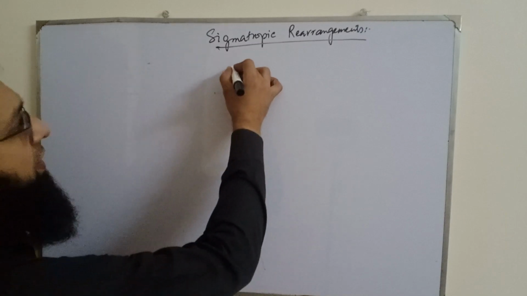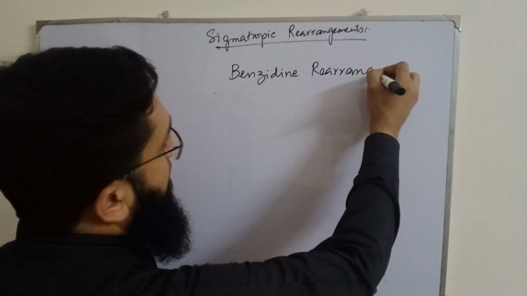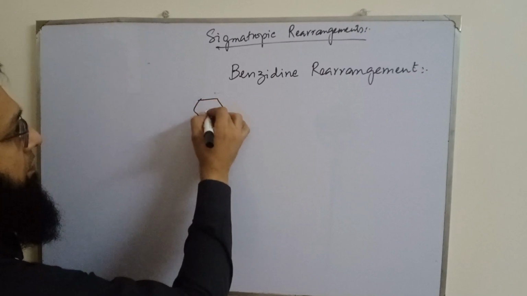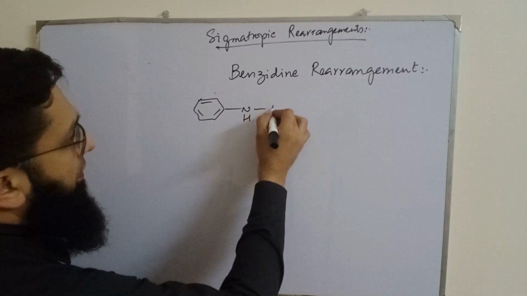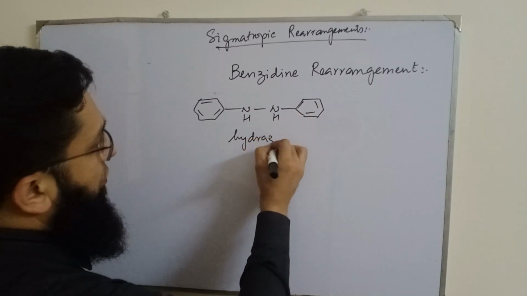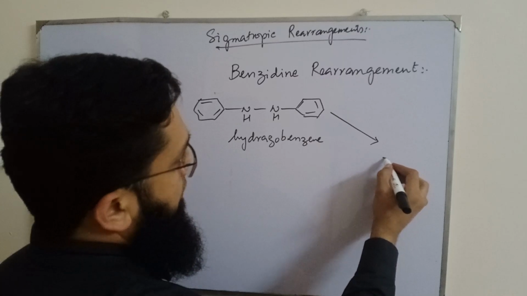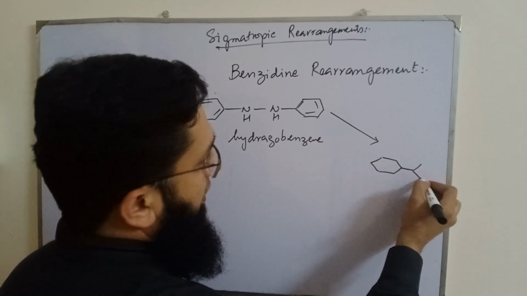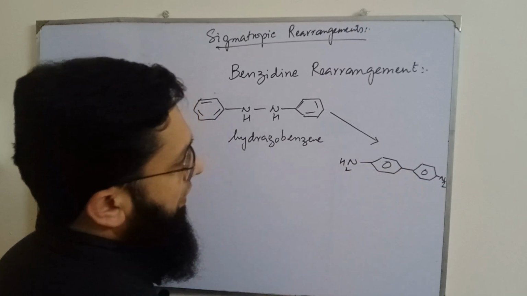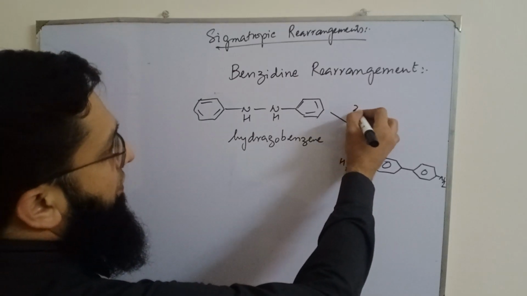Next rearrangement is benzidine rearrangement. In this rearrangement, hydrazobenzene converts to 4,4-diaminobiphenyl, NH2. So 4,4-diaminobiphenyl, and this reaction takes place under acidic condition. Two hydrogens.